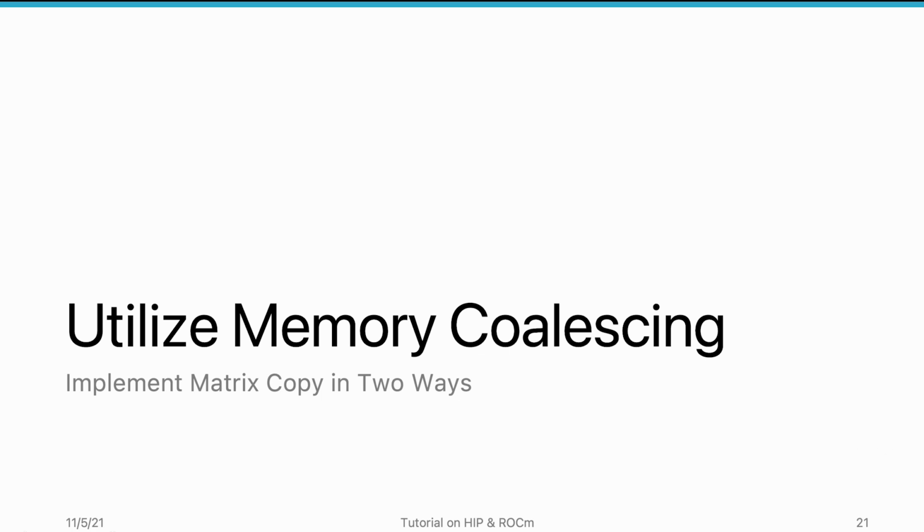In the unit when we introduced the AMD GPU architecture, we mentioned that memory coalescing is a very useful tool that may improve the GPU performance. So here, let's look at how to write your program to utilize this feature. We're going to look at this example of matrix copy, and we're going to implement matrix copy in two ways and see what's the performance difference.